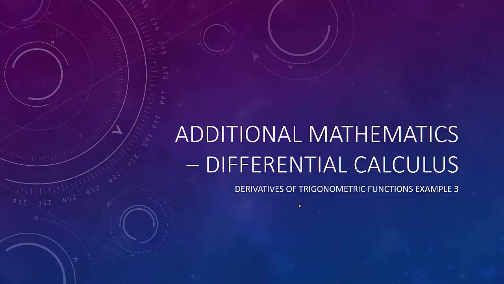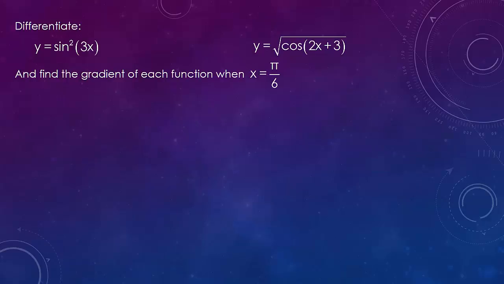Derivatives of trigonometric functions, example 3. So we want to differentiate y is equal to sine squared 3x and y is equal to the square root of cos 2x plus 3. Find the gradient of each function when x equals pi by 6.